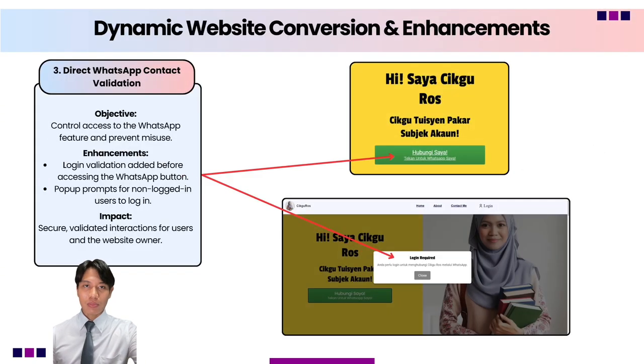So the next enhancement is direct WhatsApp validation. For this enhancement, a login validation was added for the WhatsApp button. So it will require a user to log in before accessing this feature. Non-logged-in users receive a pop-up prompt, and this ensures secure and purposeful interactions.